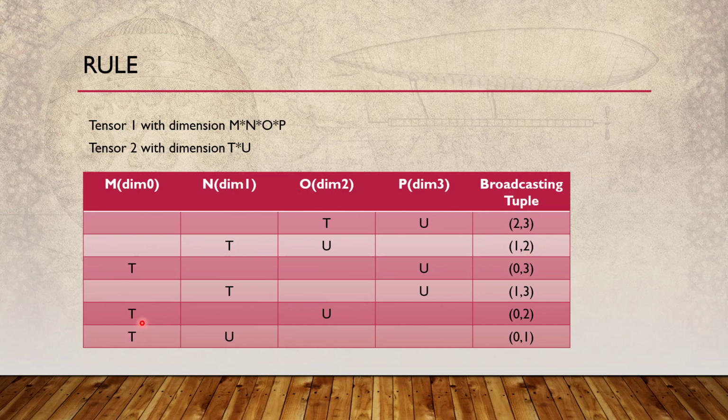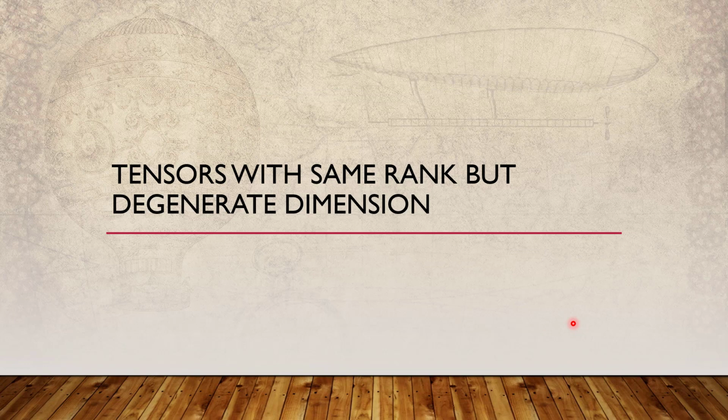Similarly, if T is matching with dimension 0, that means M, and U is matching with O, our broadcasting tuple will be 0, 2 here. Similar stuff. Okay, so now let's move on and talk about tensors which have the same rank but have a degenerate dimension. That means the dimension sizes are not the same and one of them is 1. That is actually called the degenerate dimension.